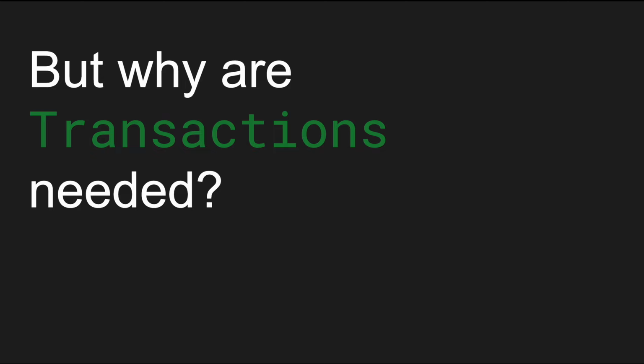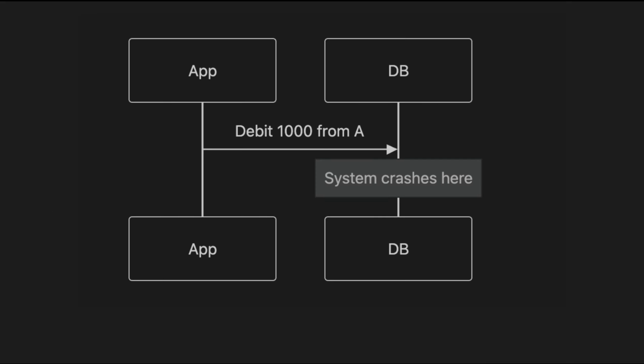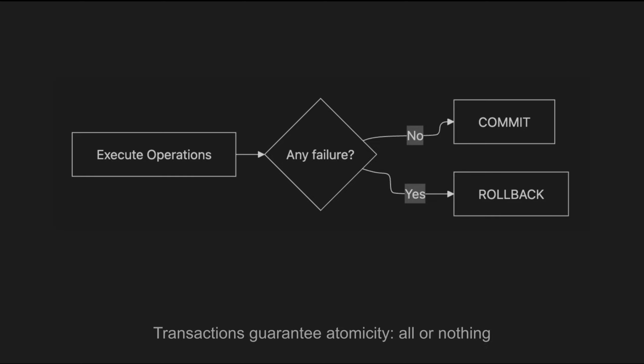But why are transactions really needed? Let's take an example of a failure happening midway. Without a transaction, the database may persist partial work: money is deducted but never credited. This is how corruption happens. So, atomicity ensures that there's no in-between state. Either the entire transaction succeeds or the database pretends that it never happened.